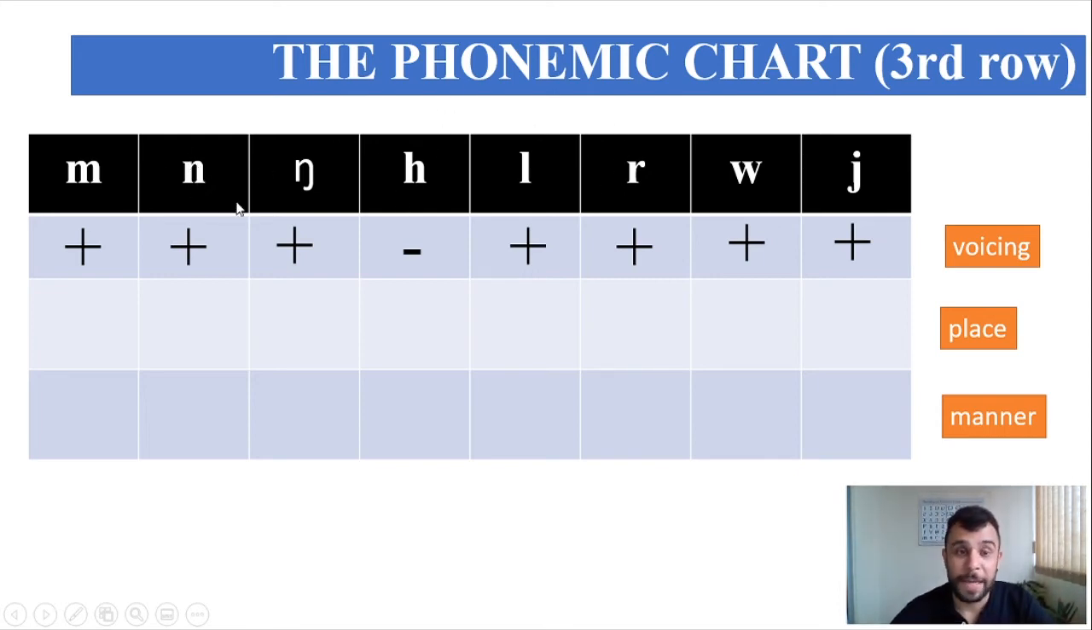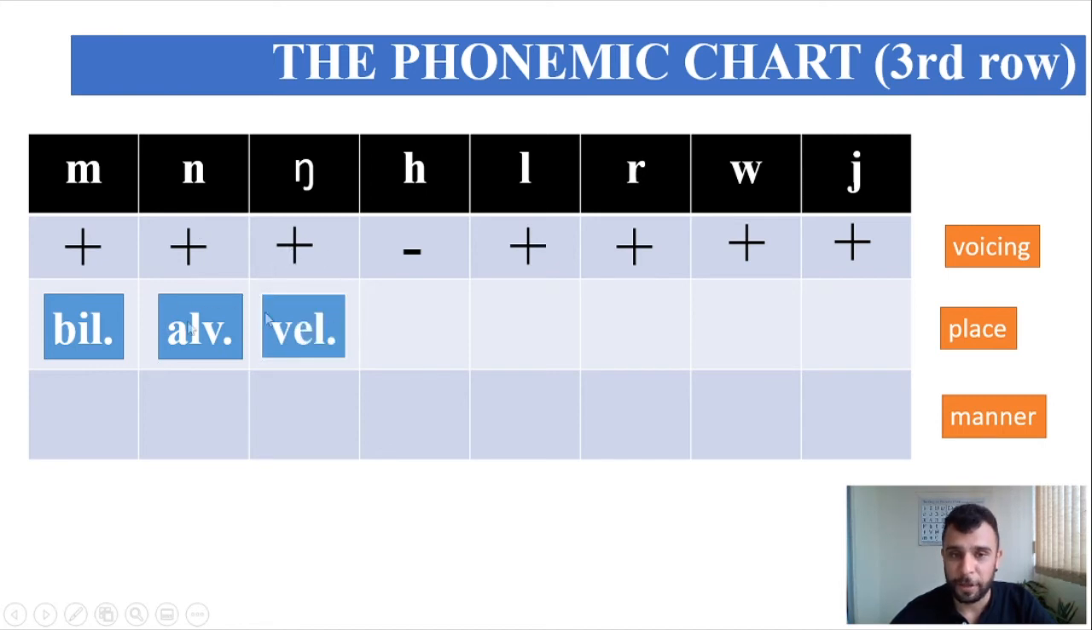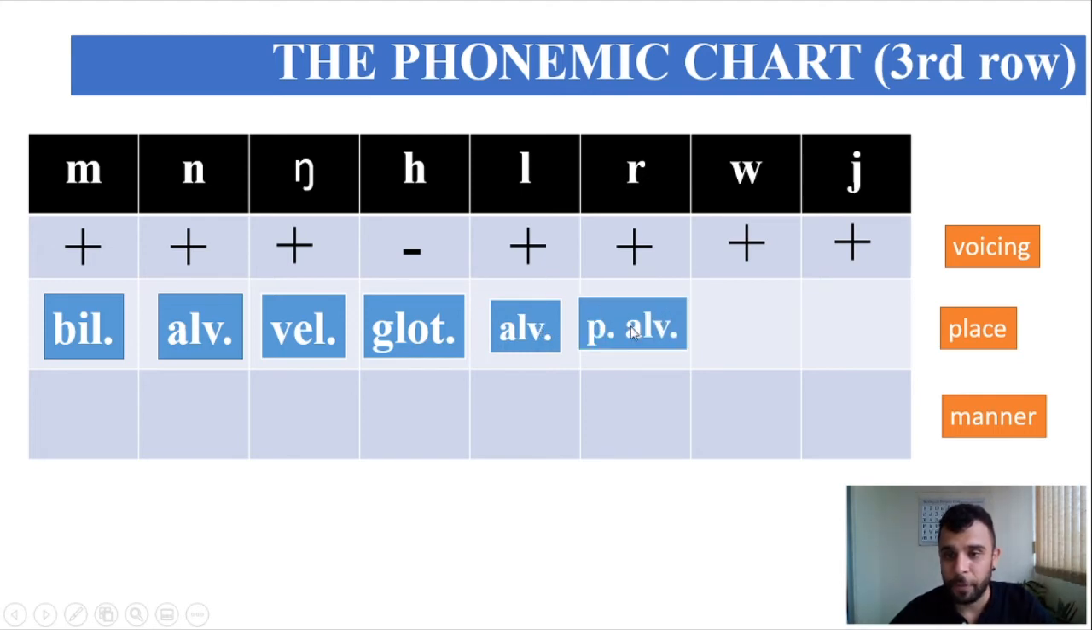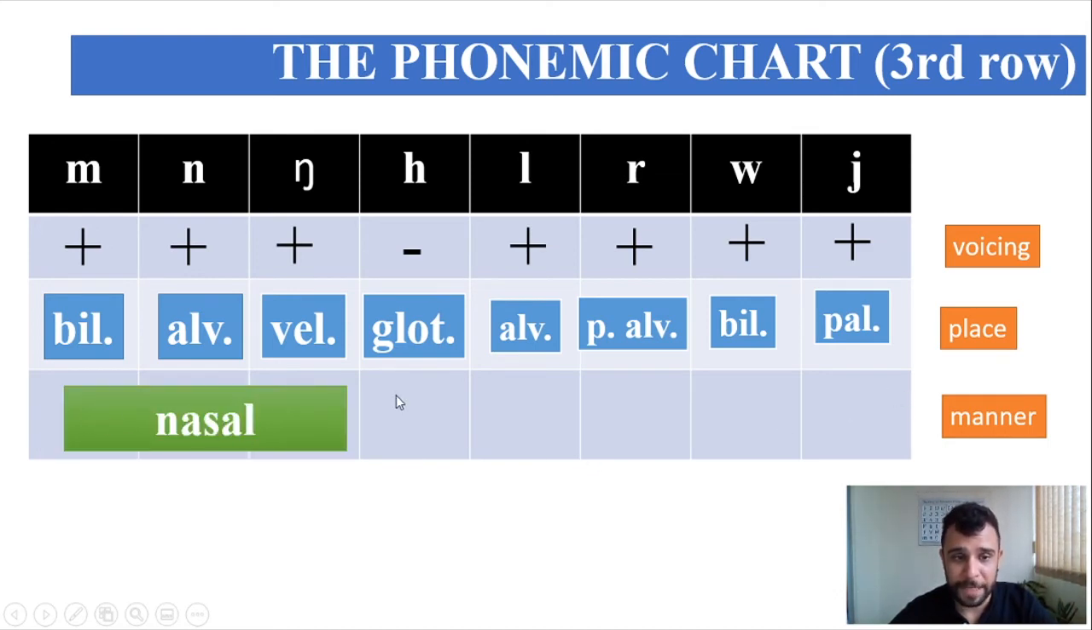Let's check the place of articulation. Where does that happen? M is bilabial, as we saw, then alveolar and velar. Then this one is glottal. This one is alveolar, palato-alveolar, as we saw, bilabial, and palato-alveolar as well. Now the manner is what organizes them in groups. We have the nasal consonants here, the fricative one.